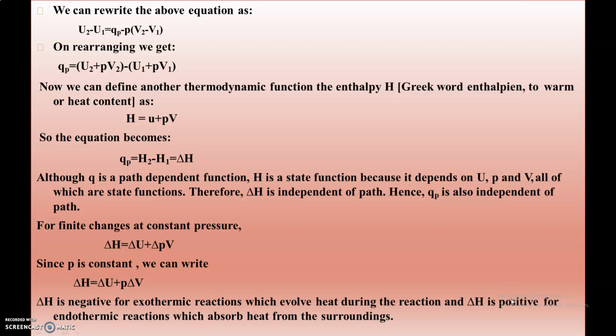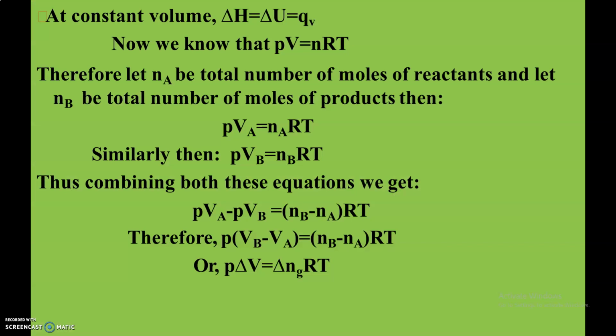We know what are exothermic and endothermic reactions. If heat is evolved during the reaction, that is known as exothermic. For such a reaction, delta H is negative. Endothermic is a heat absorbing reaction. In such cases, delta H will be positive.